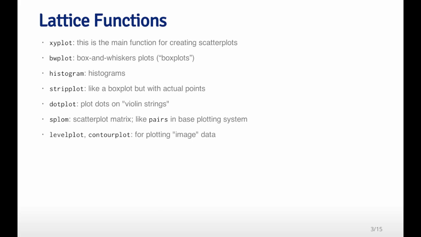So some of the main functions in lattice are xyplot. This is probably the most important function. It's basically used for making scatter plots. There's bwplot for box plots, histogram for histograms. Stripplot is like a box plot, but it uses points. The dotplot plots points on what will look like violin strings. Splom is for scatterplot matrix. It's like the pairs function in the base plotting system. And levelplot and contourplot are for plotting image data.